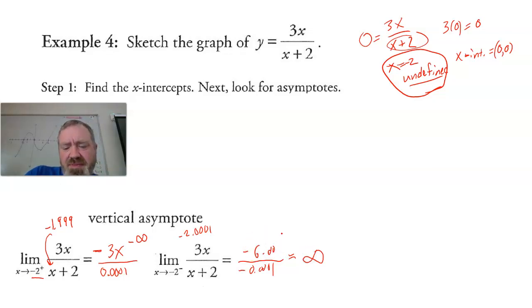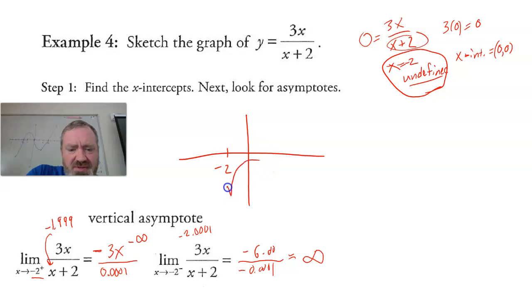Okay. So this is a look at how vertical asymptotes are found. Our graph has this vertical asymptote at -2. And it looks like as we approach it from the right, we're going to negative infinity. And if we approach it from the left, we're going to positive infinity. That's what it's looking like right now.